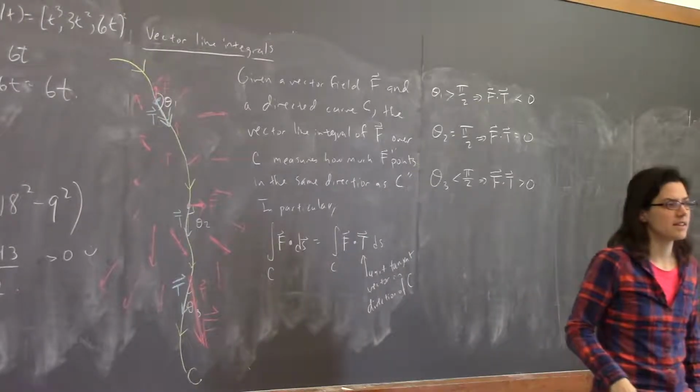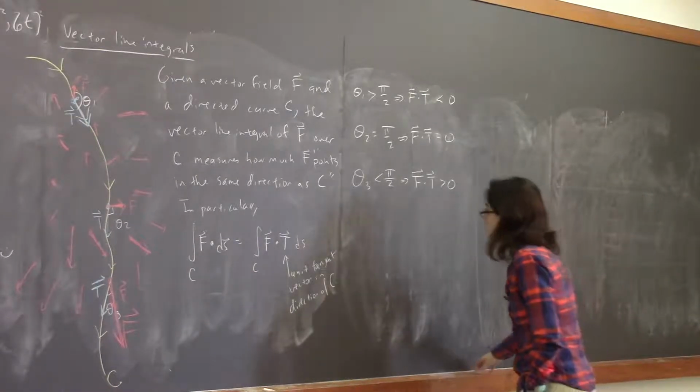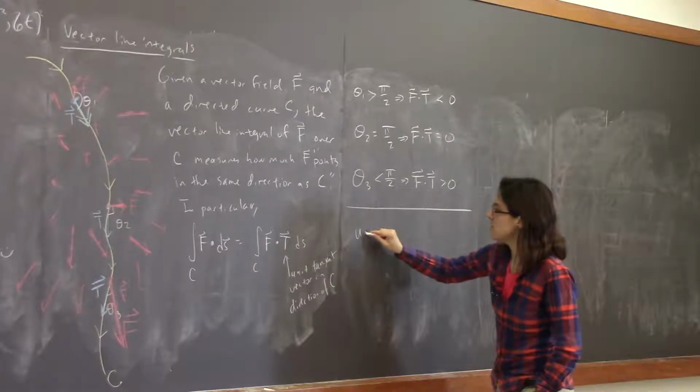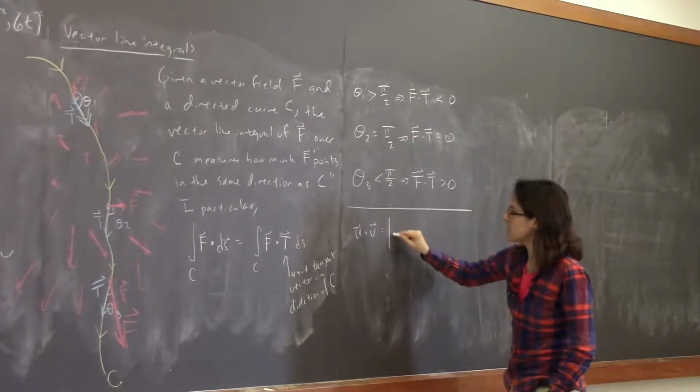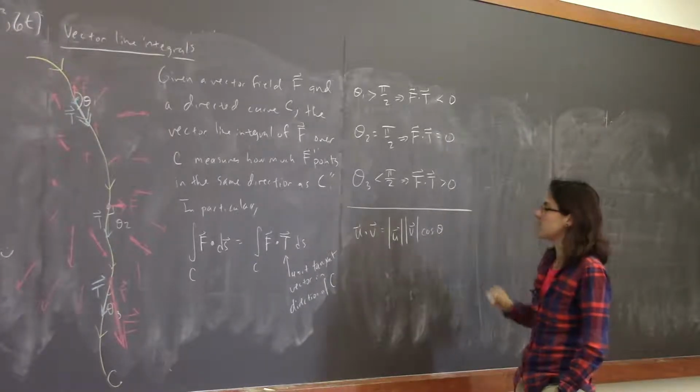It's kind of off topic, but what's the equation for dot product again? Yeah, so if you have any vector u dot v, it's equal to the size of u times the size of v times the cosine of the angle between them.